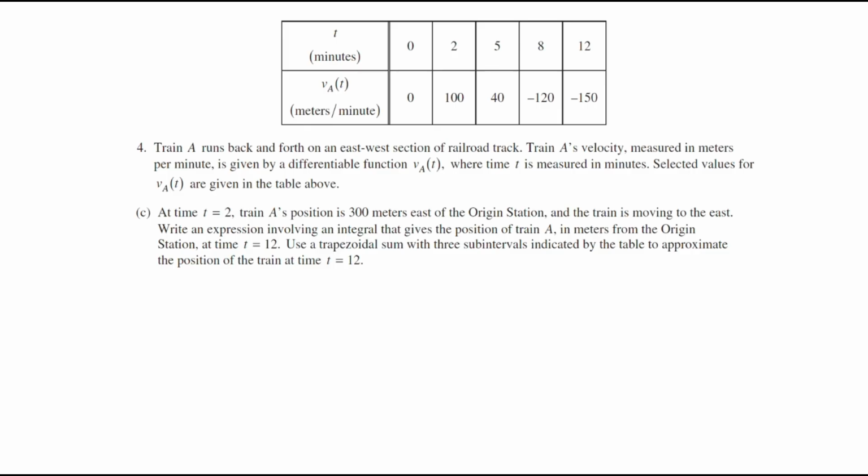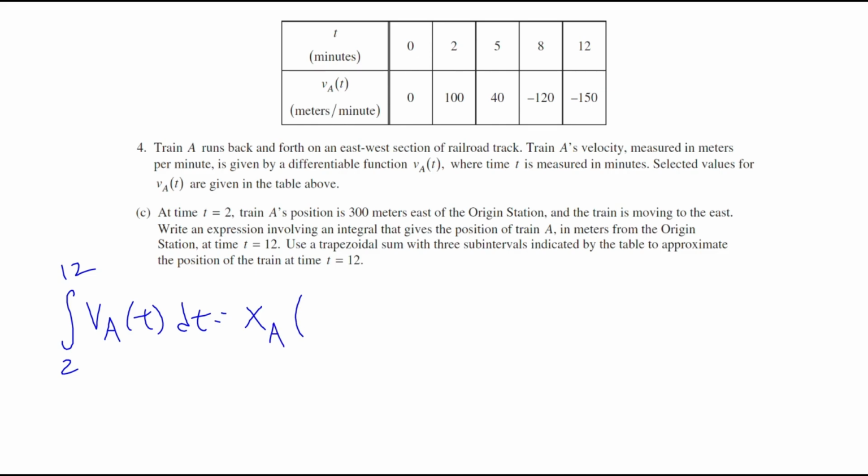So we know that the displacement, or basically the distance from where it started, should come from an integral of v sub a. So the integral from 2 to 12 of v sub a of t is the displacement on that interval. So that should equal the position. Since it's moving east-west, it doesn't give us a letter for it, I don't believe, so we'll just call it x sub a, the position.